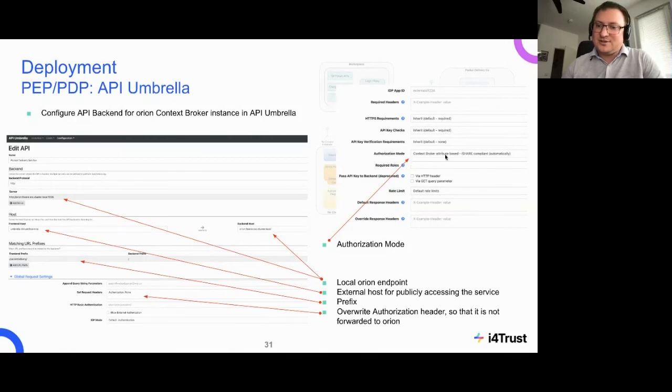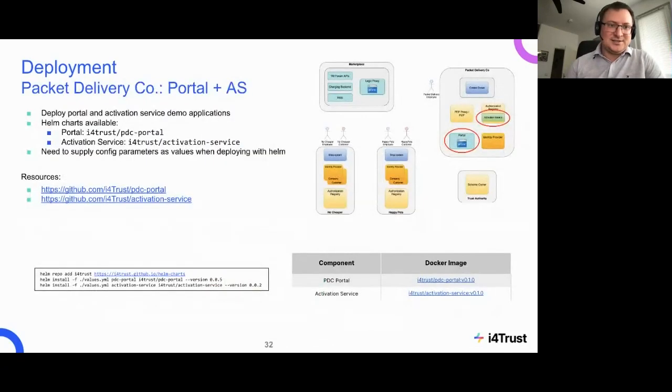And as shown earlier, there's a specific authorization mode in the API Umbrella configuration, which is then dealing with the different policies from the authorization registries to check whether access is granted for a certain user.